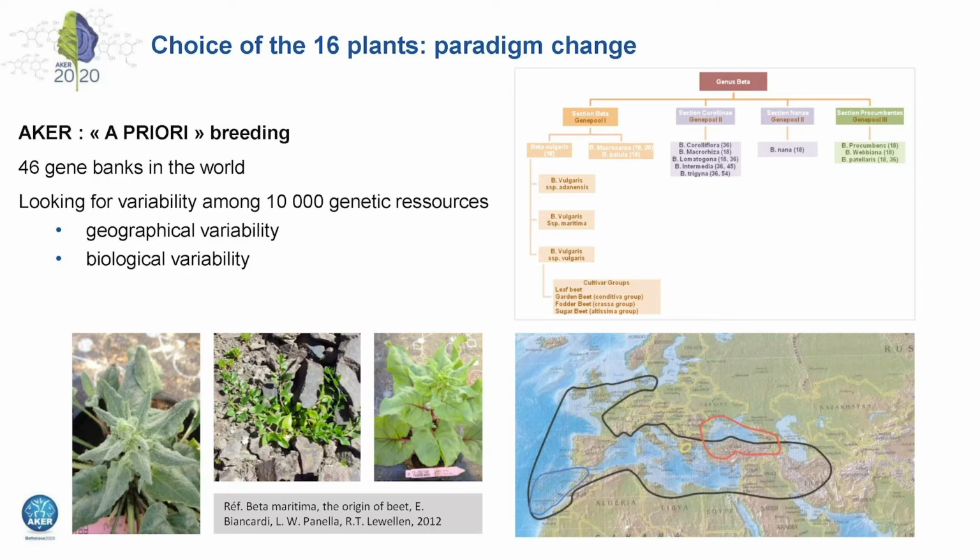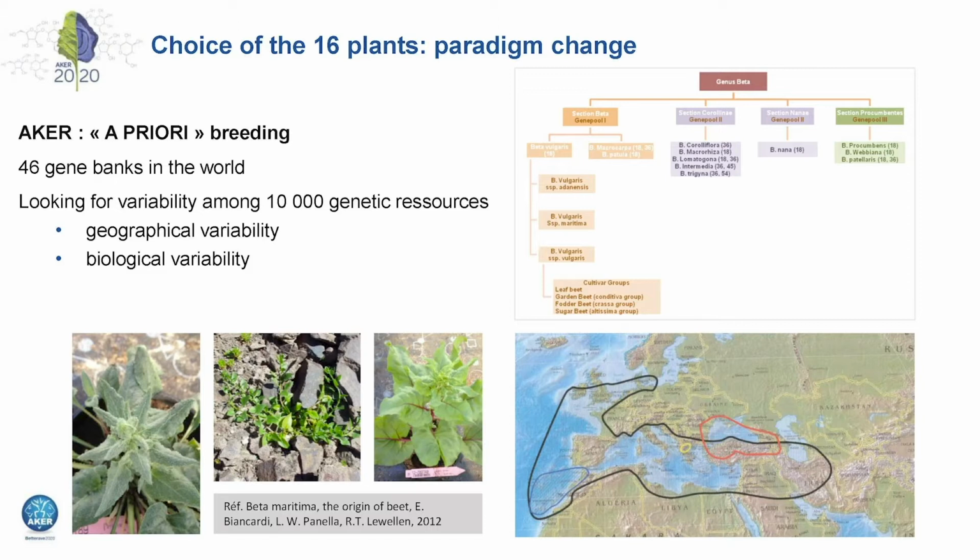You should know that the Beta genus is divided into 4 sections, as you can see on the diagrams on the screen. Only the species in the Beta section cross easily with cultivated sugar beet, so this is a section we have favored in the choice of accessions.